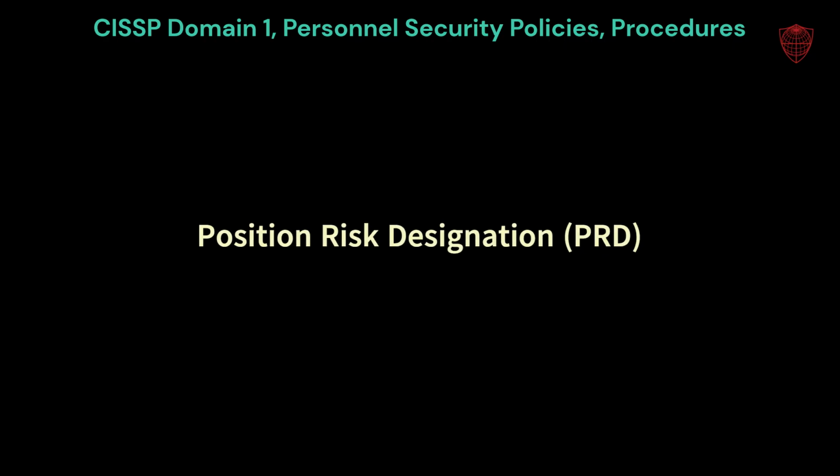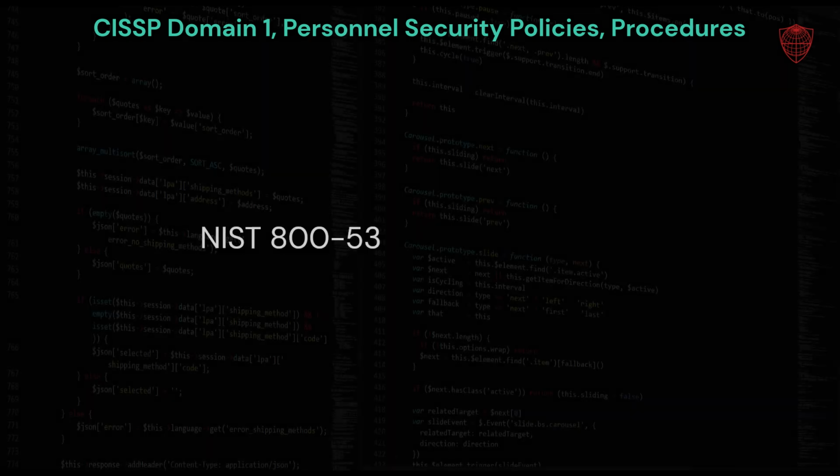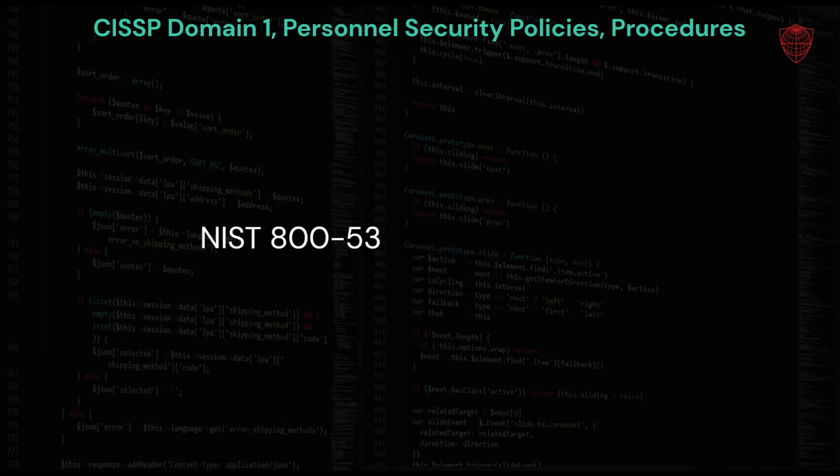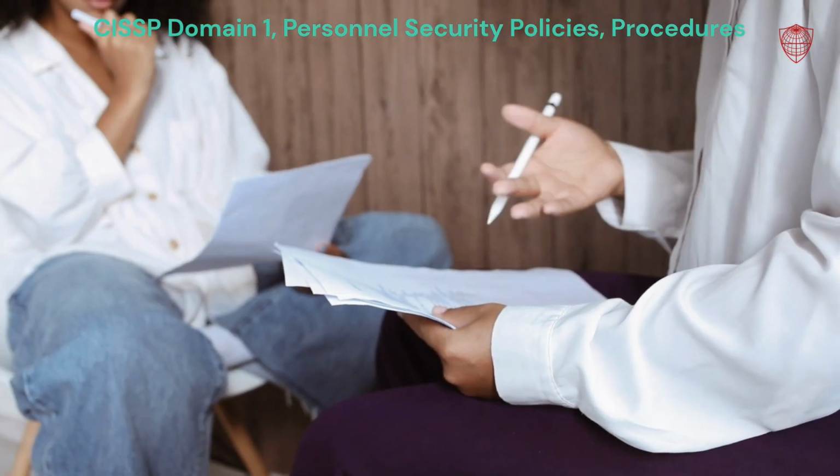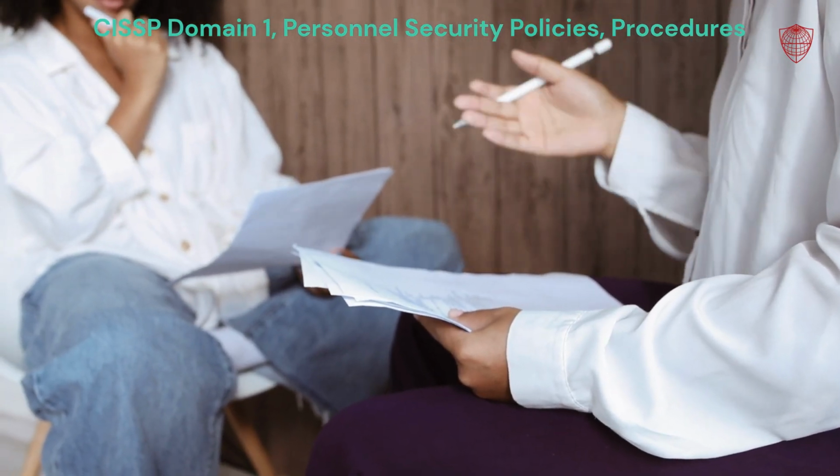As a CISSP, consider position risk designation before granting access to sensitive data. Referring to NIST 800-53, the process simply involves designating or determining the sensitivity and risk level associated with specific positions within the organization. Risk designation helps in establishing appropriate security controls and requirements for personnel based on their roles. If you're unsure whether the mechanism is properly set up, talk to the head of HR and discuss your concern.